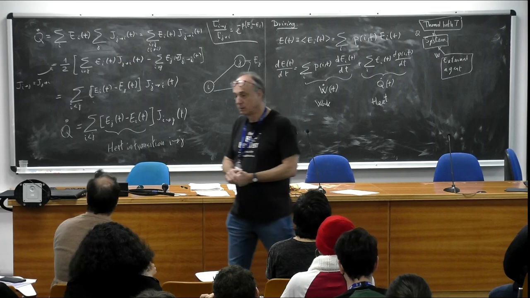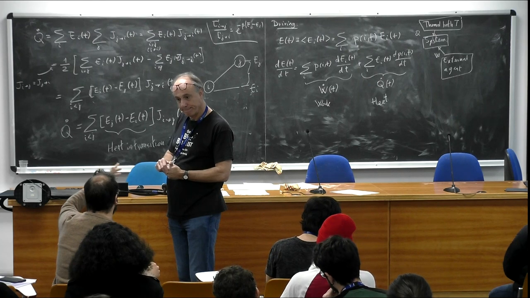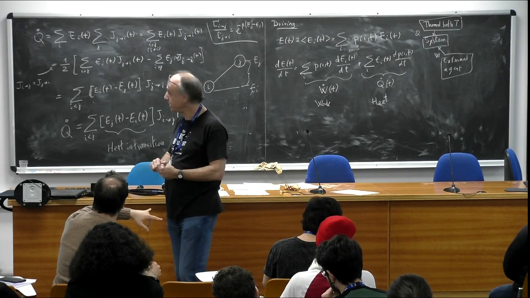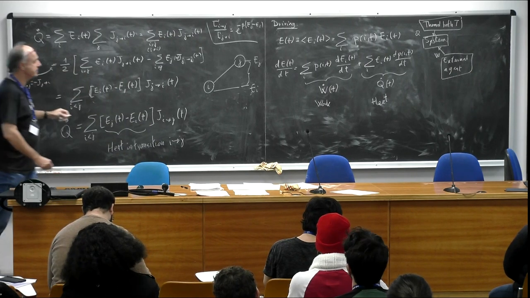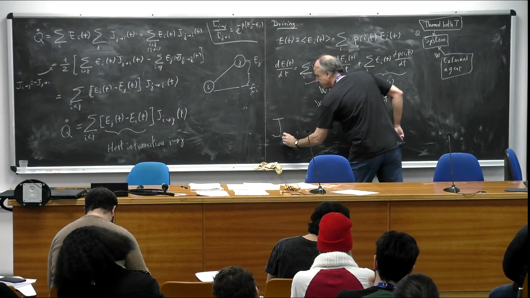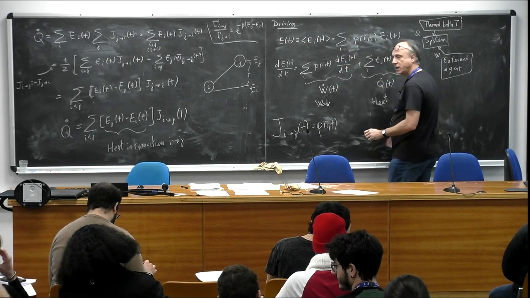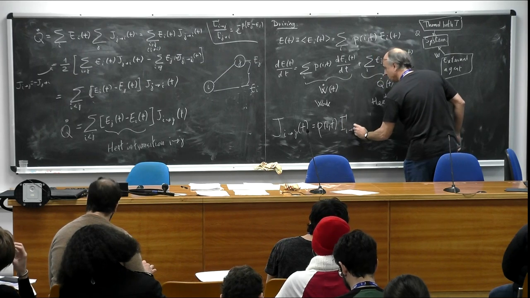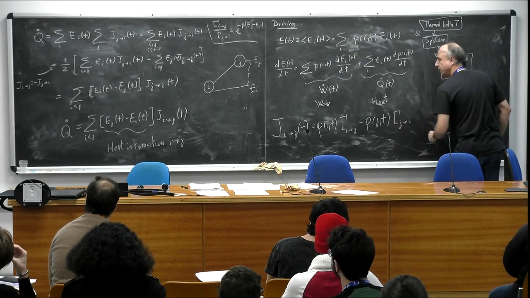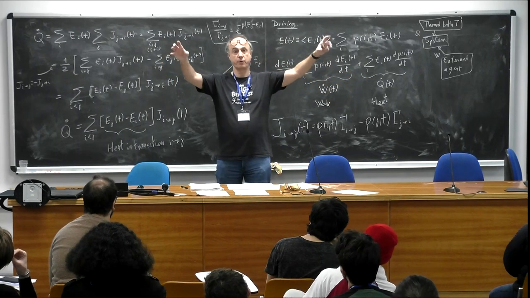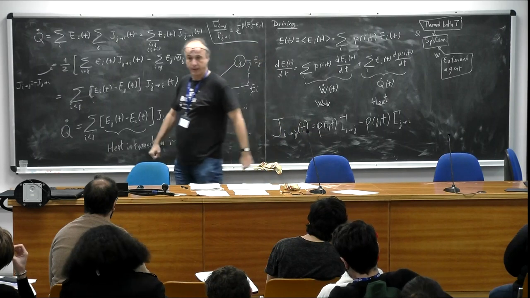Yeah, so here, J_ij is minus J_ji. Remember the definition of J: J_ij is P_i gamma_ij minus P_j gamma_ji. And it's anti-symmetric, because it's the net flow of probability from I to J. So this net flow is minus the net flow of probability from J to I.